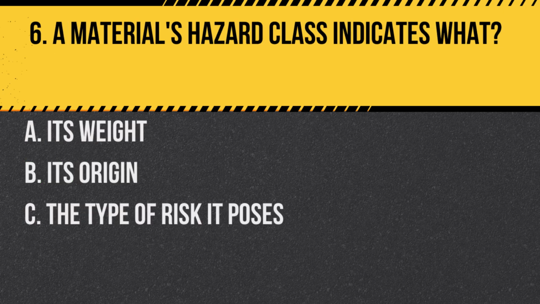Question 6. A material's hazard class indicates what? A. Its weight. B. Its origin. C. The type of risk it poses. Answer. C. The type of risk it poses. A material's hazard class provides information about the specific dangers it presents.